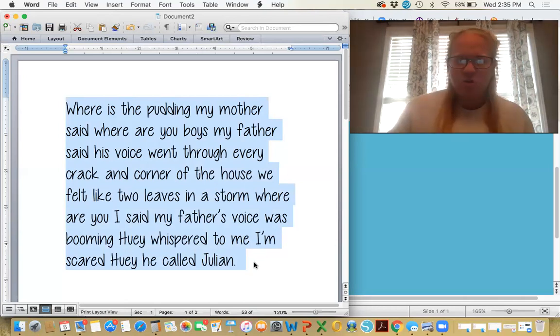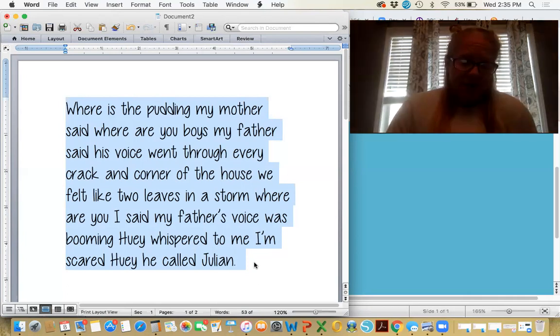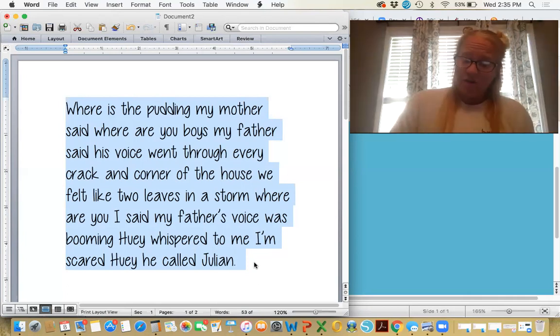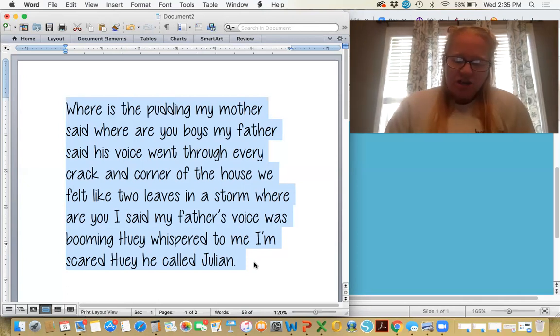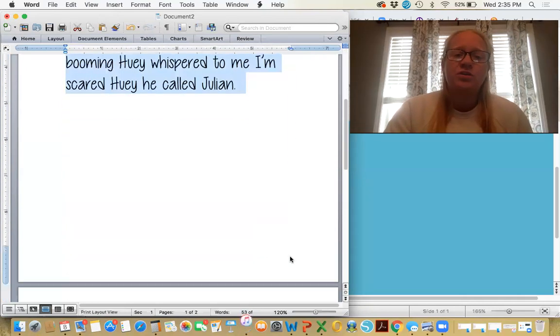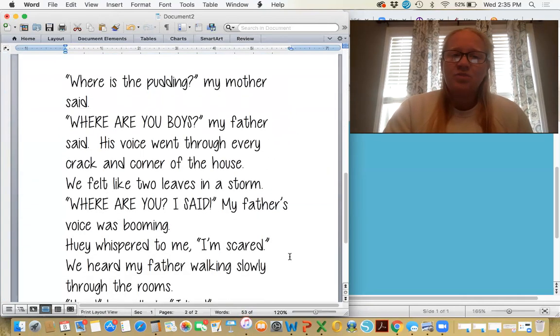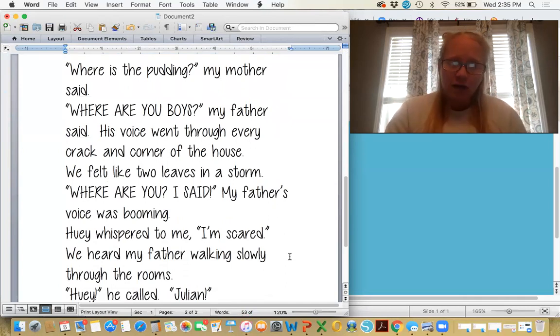Wow, that was really hard to understand. I couldn't tell who was saying what, or who was saying "I'm scared, Huey," or is it "I'm scared," Huey called? It's hard to know without the punctuation. Okay, so we're going to try it again, and I'm going to make a point to show you that the punctuation means a whole lot. It's really important.